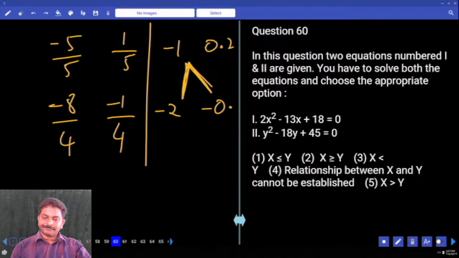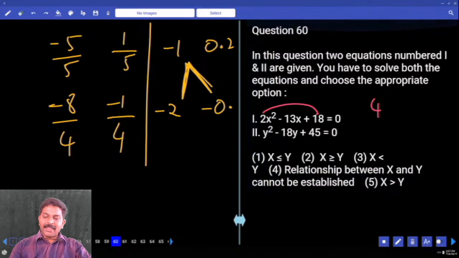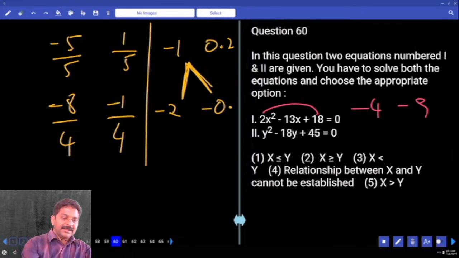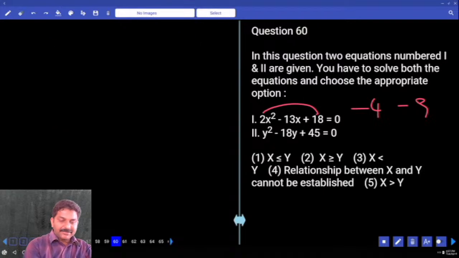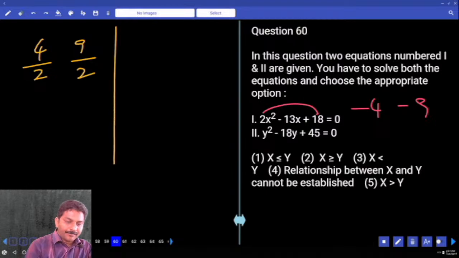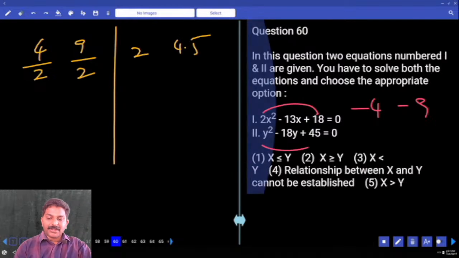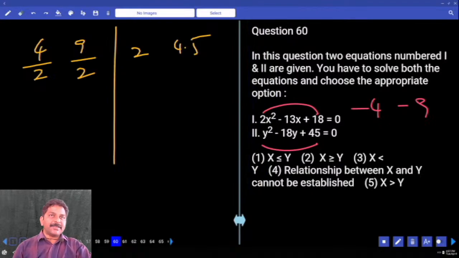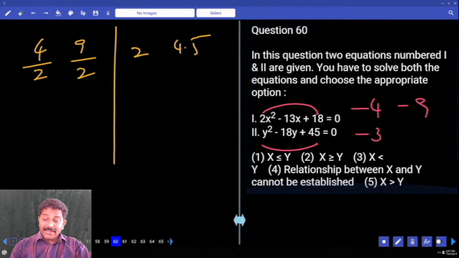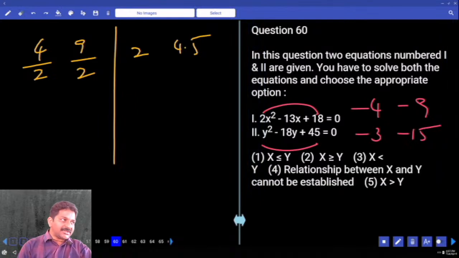Avuna kada? Matladali. 2 into 18. Combination minus 4 minus 9. Sum is minus 13. Yes. Factors are plus 4 plus 9 divided by, that is 2, 4.5. Product must be 45. Sum must be minus 18. Minus 3 minus 15 is the combination. Product is plus 45. Sum is minus 18. Factors are plus 3.